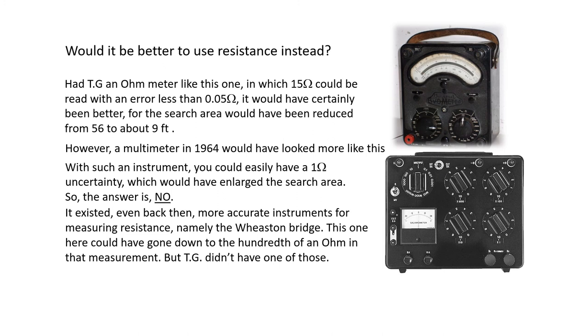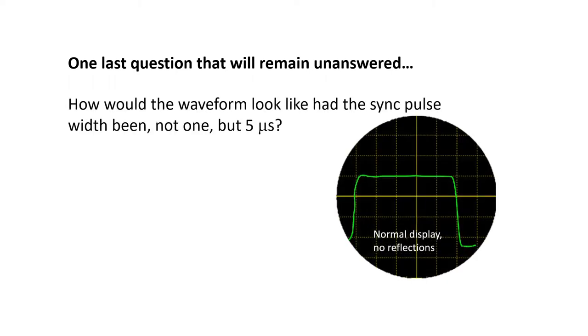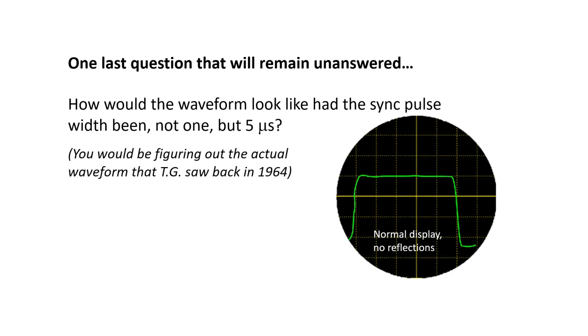More accurate instruments for measuring resistance existed even back then, namely the Wheatstone bridge, which would have gone down to the hundredth of an ohm in that measurement, but TG didn't have one of those. One last question, and this one will remain unanswered. How would the waveform look had the sync pulse width been not 1, but 5 microseconds? You would be figuring out the actual waveform that TG saw back in 1964. Good luck.